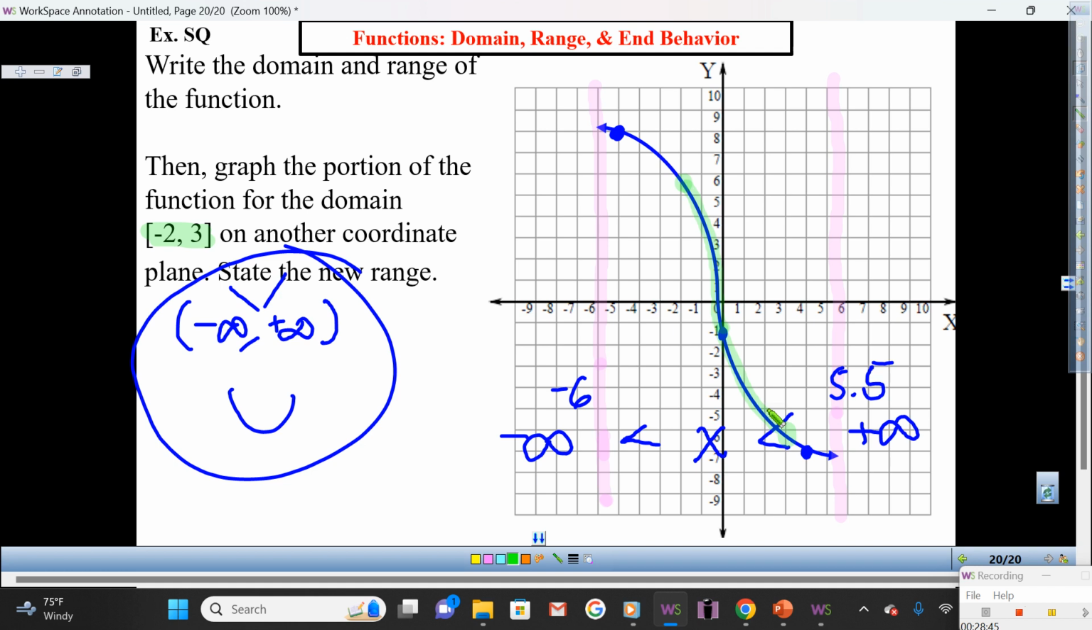On some of them, they're going to give you the entire function, but they only want you to show a portion of it on a new graph. Yeah, so if they ask you for the range, you'll get to that portion after. In case you don't see it, let me erase part of the other one.